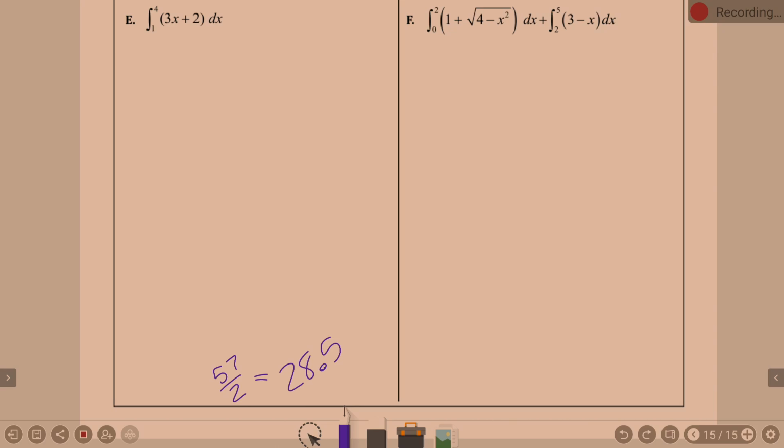Okay, guys. The integral from 0 to 2 of 1 plus square root of 4 minus x squared dx plus the integral from 2 to 5 of 3 minus x.